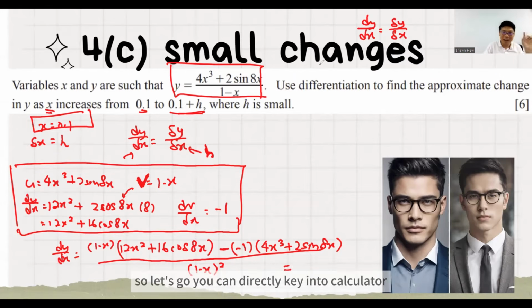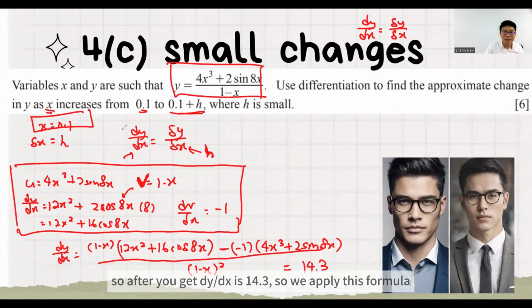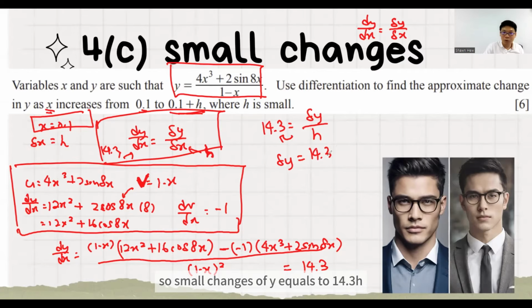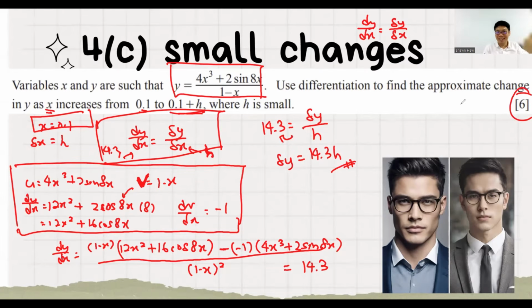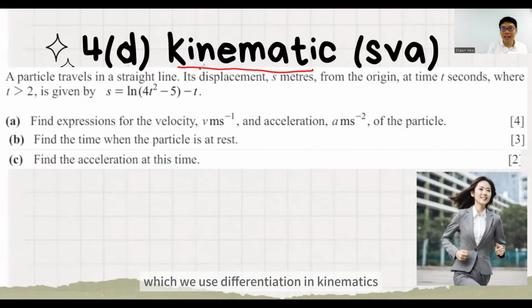So let's go. You can directly key into the calculator. You get 14.3. So after you get dy dx is 14.3, we apply this formula. 14.3 equals small changes of y over h. So small changes of y equals 14.3h. Again, 6 marks.